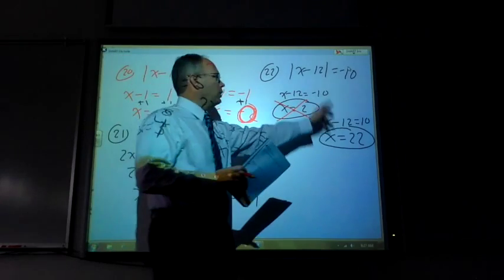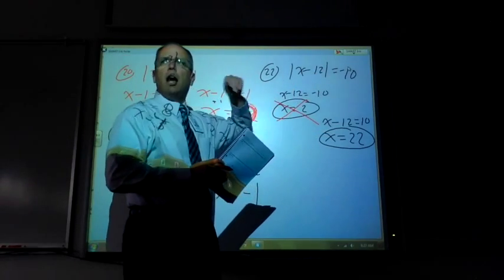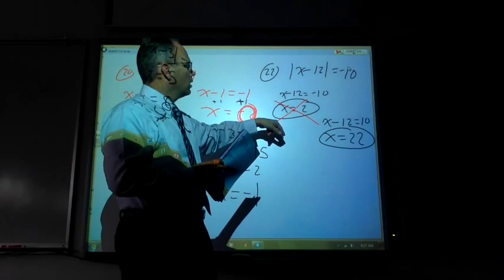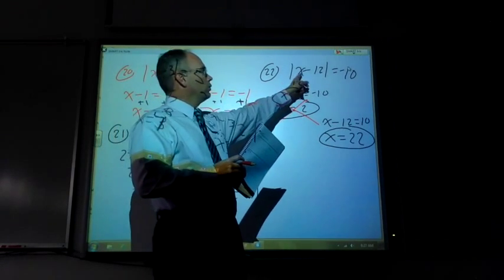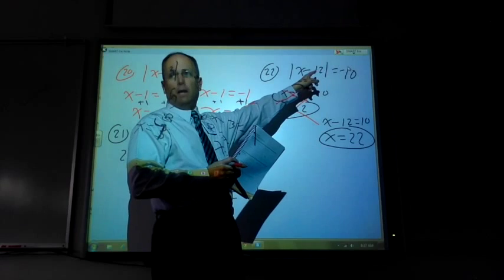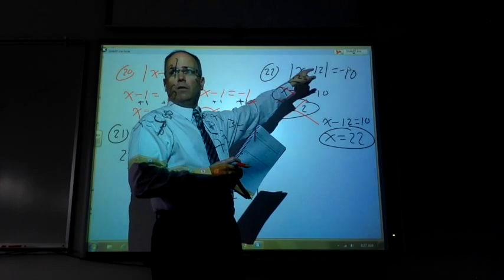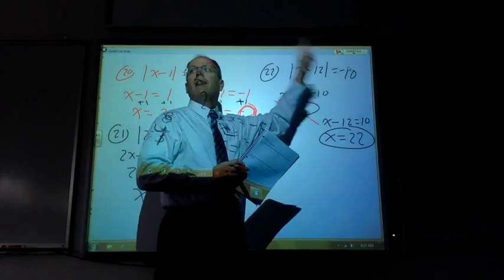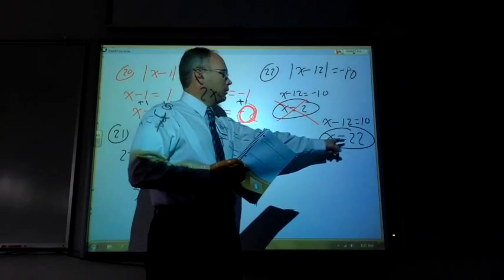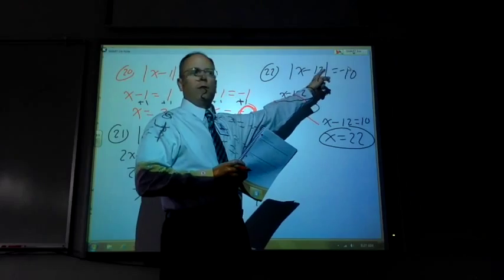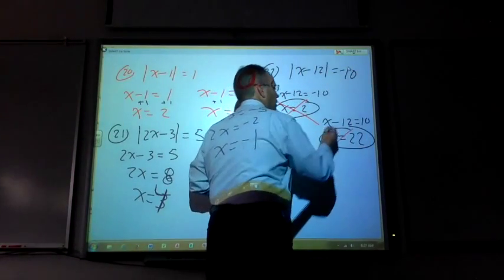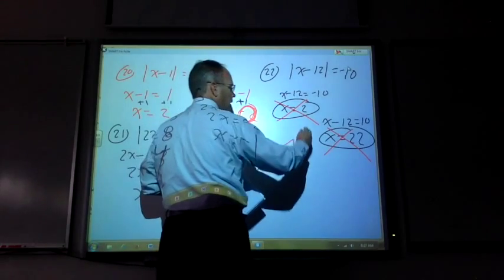Let's plug 22 in. 22 minus 12 is 10. Absolute value of 10 is 10. Watch, if I plug in 2, 2 minus 12 is negative 10, right? Absolute value of negative 10 is 10. Is 10 equal to negative 10? That's why it doesn't work. And this one, same thing. 22 minus 12 is 10. Absolute value of 10 is 10. Is 10 equal to negative 10? No. What's the answer? No solution.